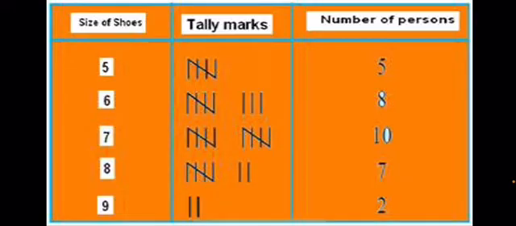Now for example, over here the size of shoes and the number of persons are given. So 5 number shoes size, so there are how many? 5 people. Then 6 size shoe will be 8, so this 5 plus 3 is 8. Now 7 size shoes will be 5 plus 5, 10. Then 8 size shoes is 5 plus 2, 7. And 9 size shoes is only 2. So to record such information, tally marks will play an important role.